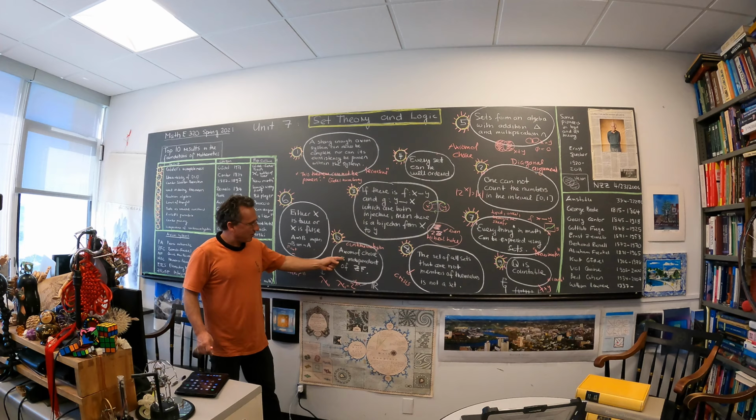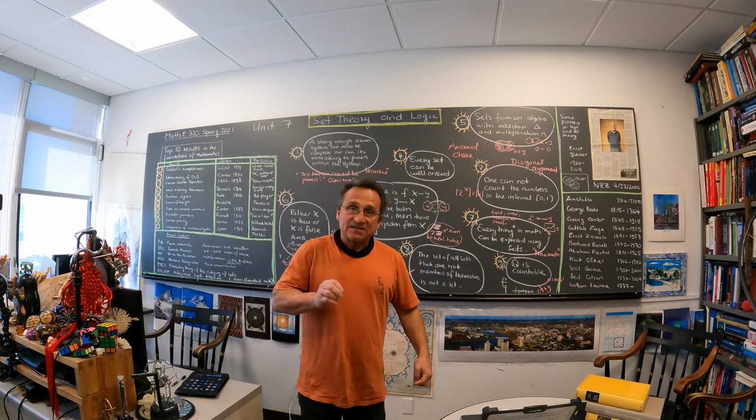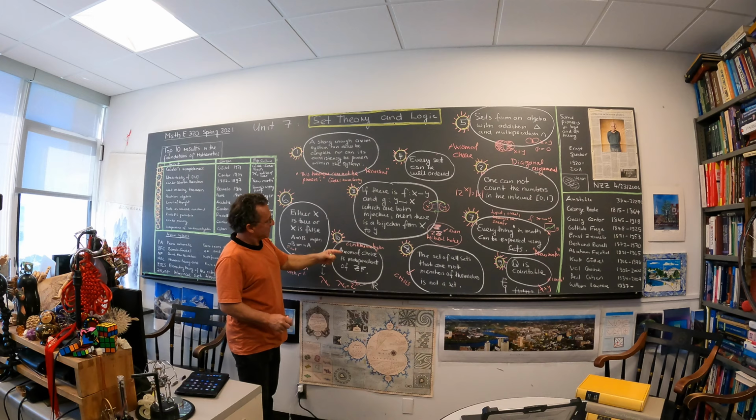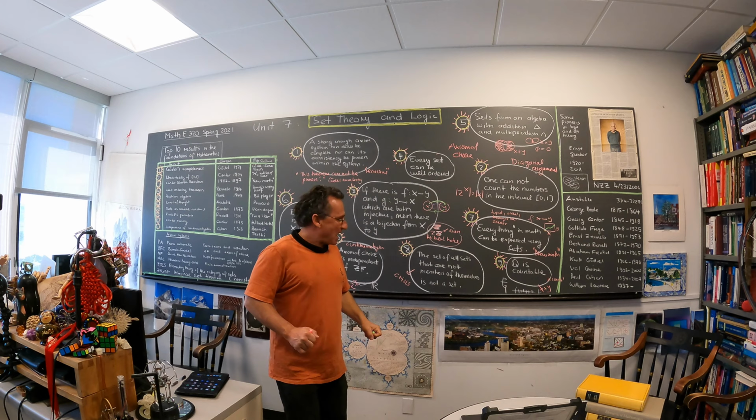And Cohen showed in the 60s that it's independent. So it's one of these examples which Godel, in his incompleteness theorem, tells us: you can never really have a complete system. But it's surprising that also this continuum hypothesis is independent, and the axiom of choice also.